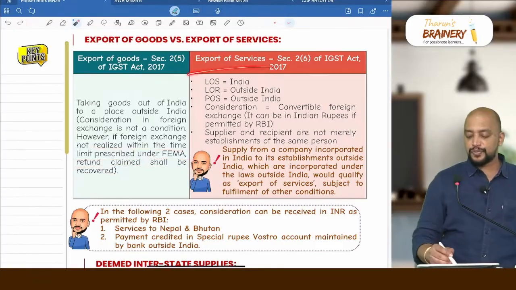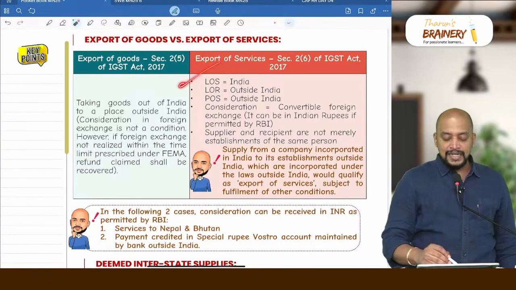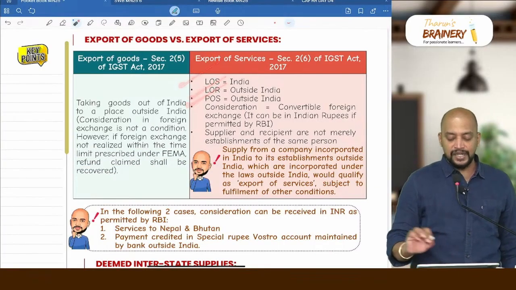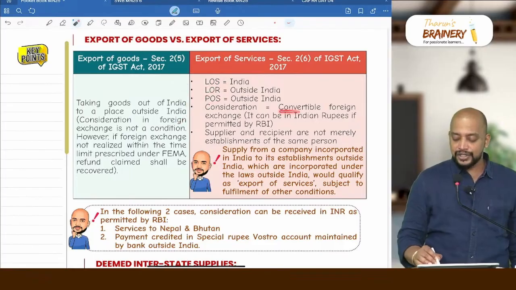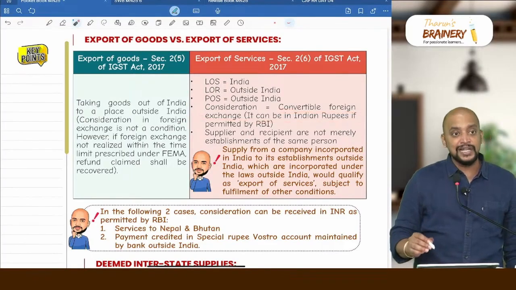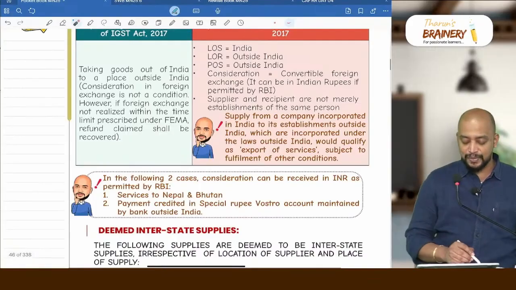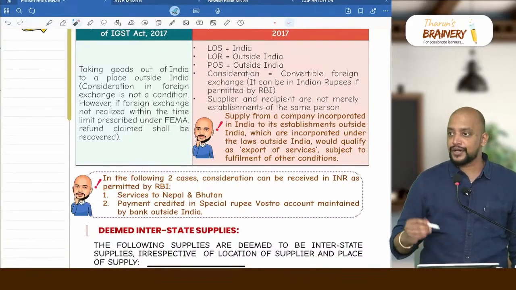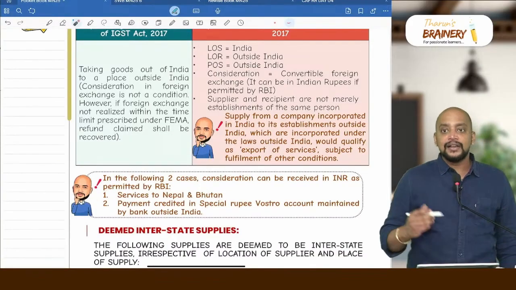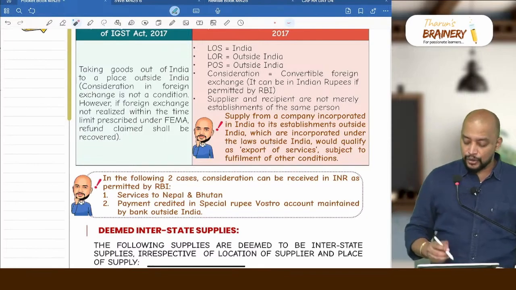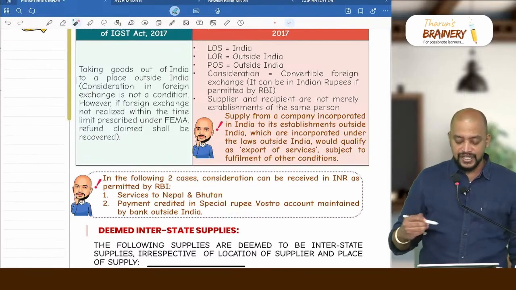Then what is the meaning of export of services? Total 5 conditions. Supplier in India, recipient outside India, place of supply outside India. Consideration should be in convertible foreign exchange. It can be in Indian rupees if permitted by RBI. There are 2 cases where it is permitted by RBI. One is services to Nepal and Bhutan. Another is consideration received in a rupee escrow account, which is maintained outside India by a bank.